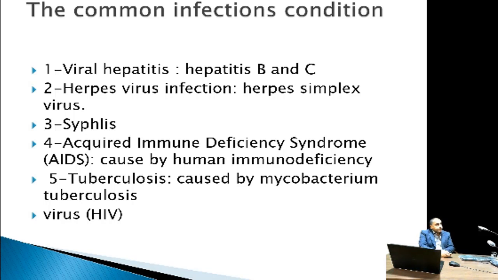The common infection conditions: most of the infections are viral hepatitis. Of course, viral hepatitis has types A, B, C, and D, but the most common are hepatitis B and C. Herpes virus infection like herpes simplex virus. Syphilis, acquired immune deficiency syndrome, AIDS, caused by human immunodeficiency virus.